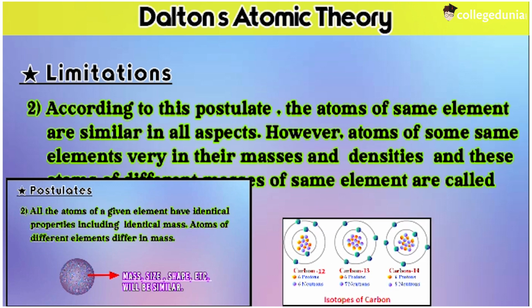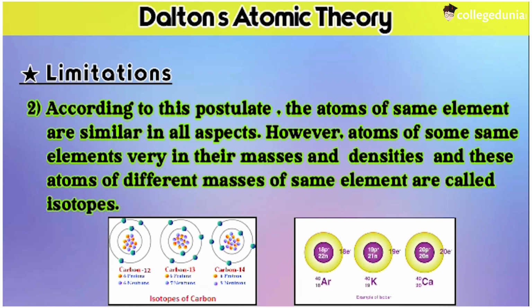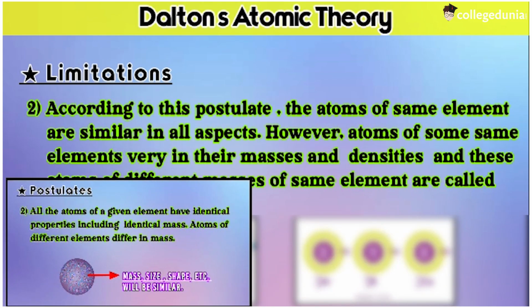isotopes. And by the way, Dalton in his theory also said that the properties of atoms of two different elements will not be the same, but now we know that in many cases atoms of two different elements have the same masses, and these are called isobars. So according to these things, postulate number 2 is also proved wrong. Hence, it was also considered a major drawback of this theory. So now I hope you all understood Dalton's atomic theory and its drawbacks, right?